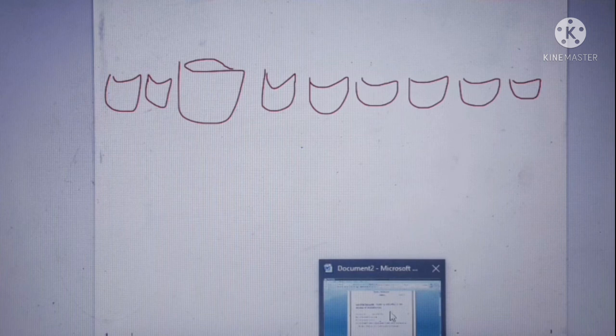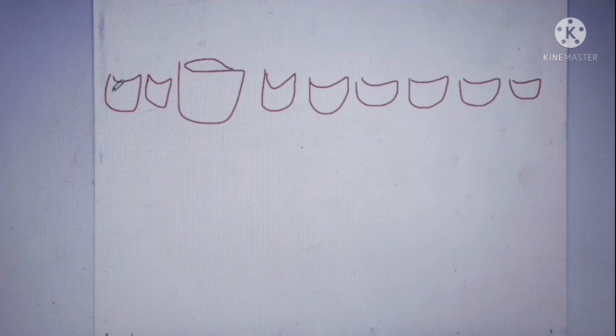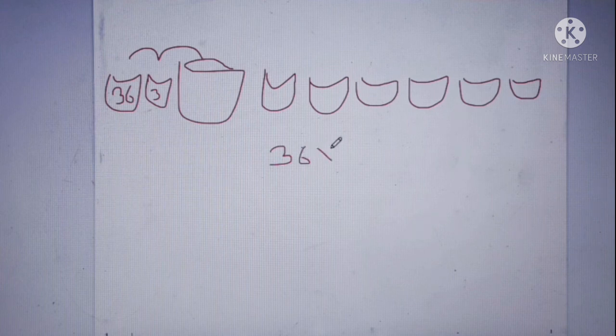Okay. Now let's see what is written after that. Each packet has 36 sheets. Each packet has how many sheets? 36 sheets, right? So let's write down here 36. That means in every packet, children, there are 36 sheets. So do you remember the repeated addition? This forms a repeated addition, right? So 36, 36, 36. If you keep adding, it will become too long a process. So how do we find out? With the help of multiplication. We see that 36 is repeated how many times, children? 9 times, right? So we say 36 multiplied by 9.